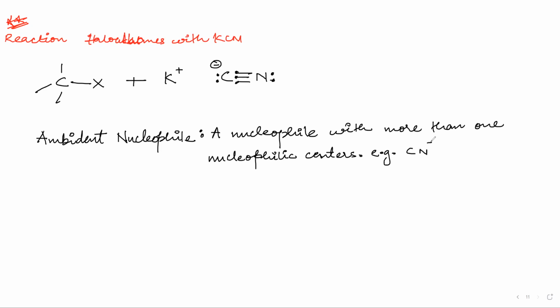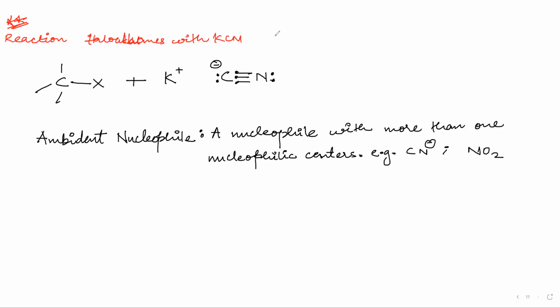For example, I will write here CN negative, and there is one more, which is NO2 negative. NO2 is also an ambident nucleophile. Now CN negative; we will see about NO2 negative in the next case.